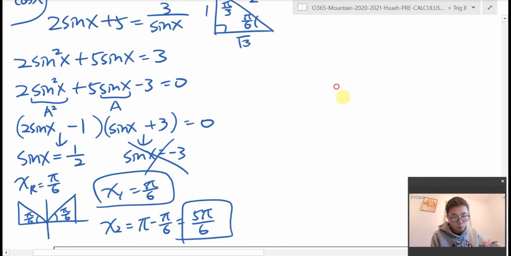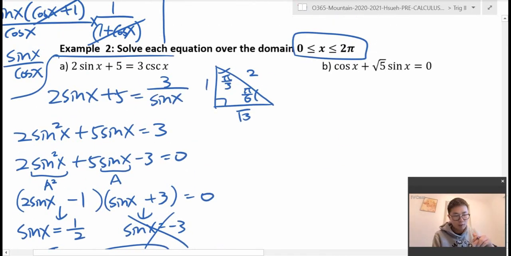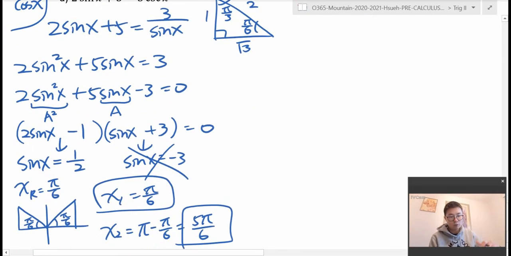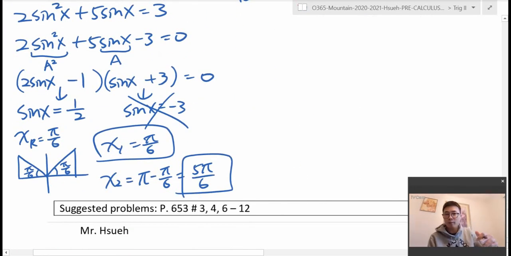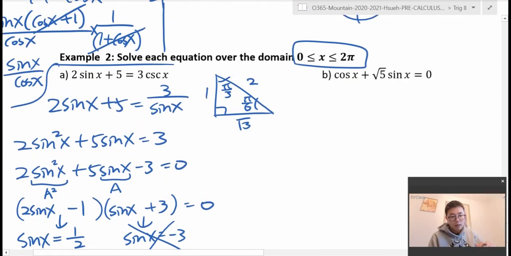Now, you should always check the non-permissible values, okay? Because sometimes your solutions and the non-permissible values are the same. And in that case, you'll run into a problem. Well, it's not really a problem. You just need to reject the answer, right? So let's take a look.